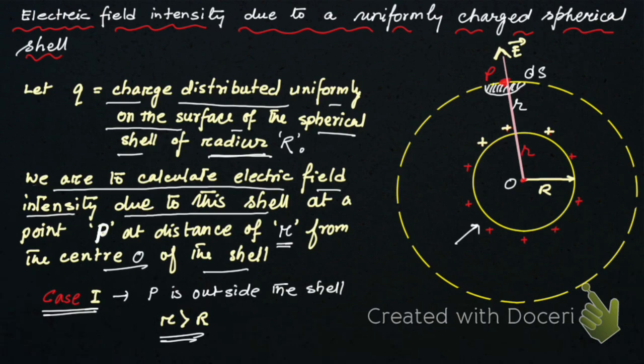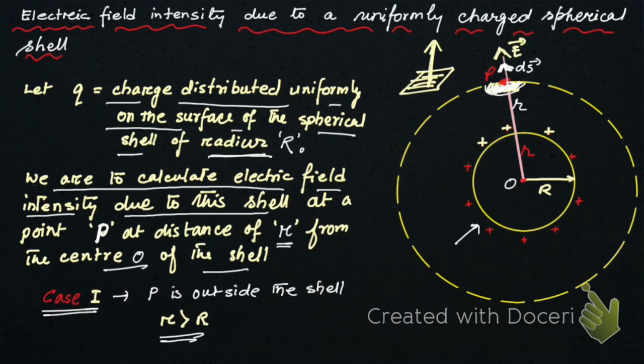And we know that the direction of the area vector should be normal to the surface. So for this small area element dS, let me represent the area vector by dS vector. This is dS vector, and it is normal to this small area element dS. Hope you have understood these things.